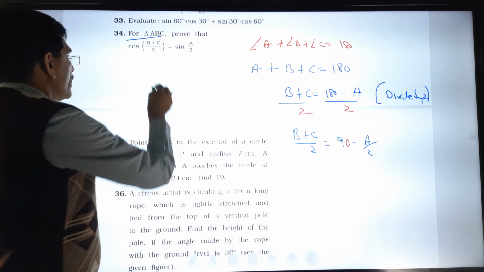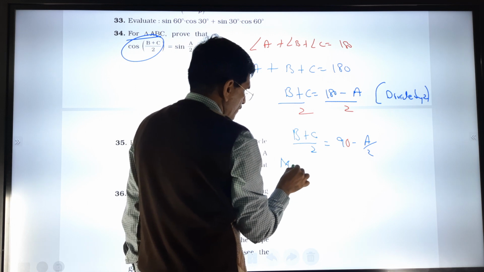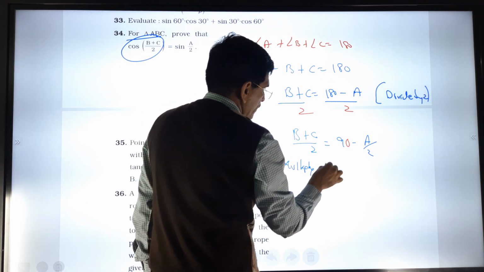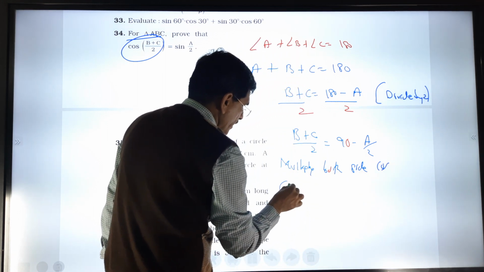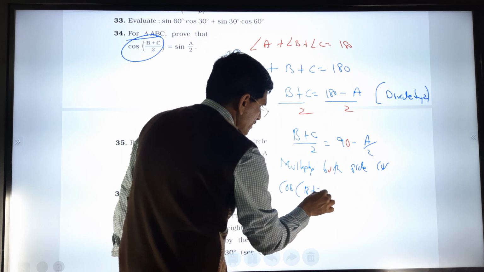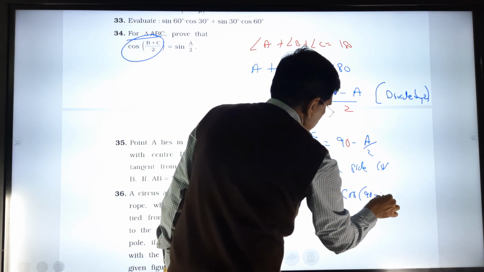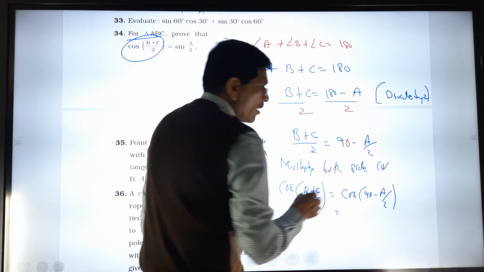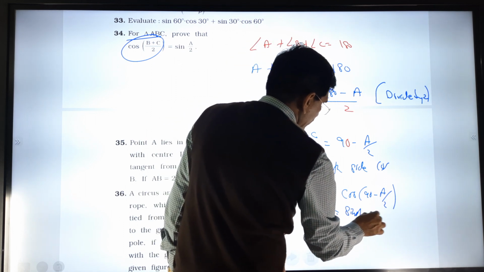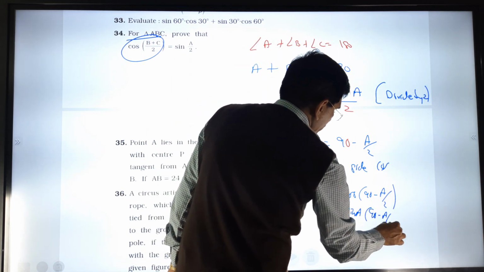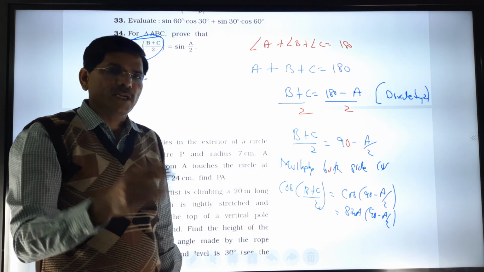Now, what is the target? We want to get cos, so take cos on both sides. So cos of (B plus C) by 2 is equal to cos of (90 minus A by 2). It's a complementary angle, so cos is converted into sin of A by 2. So whenever 2 marks questions are there, you have to write at least 4 steps.